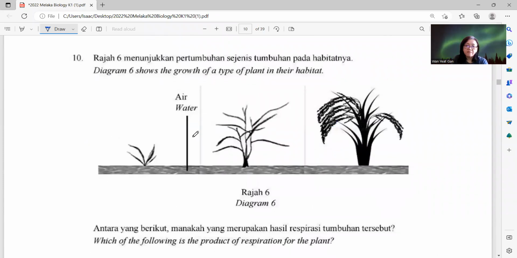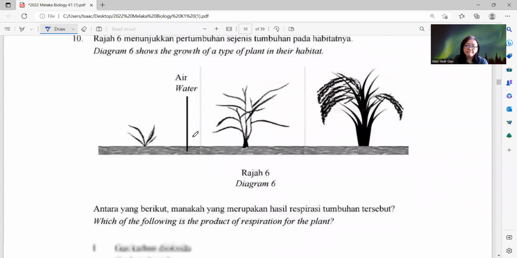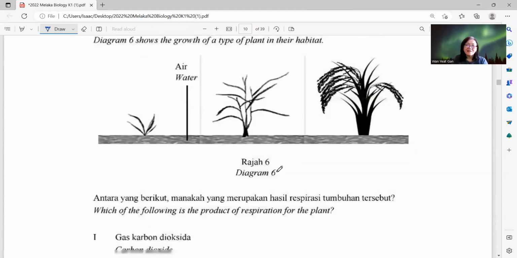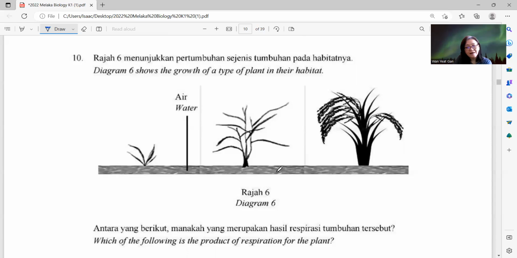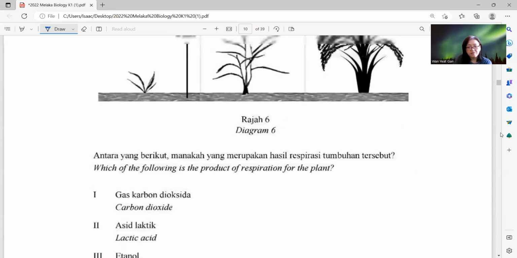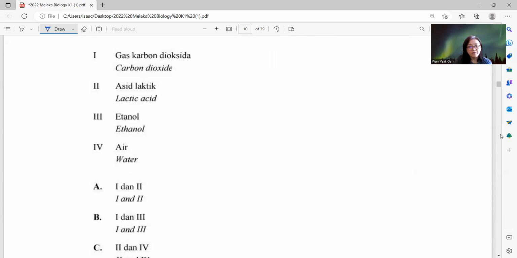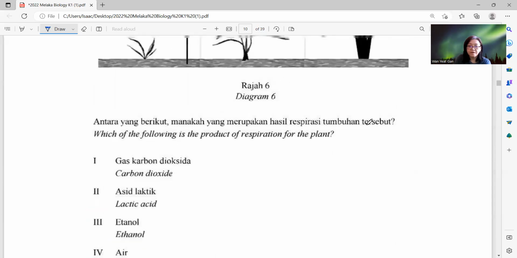Diagram 6 shows the growth of a type of plant in its habitat. Which of the following is the product of respiration for the plant? This plant here, you can see that it's growing in the water. Therefore, it is carrying out ethanol fermentation, so it produces ethanol and carbon dioxide.